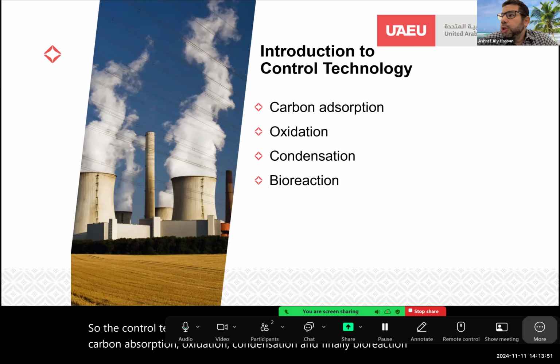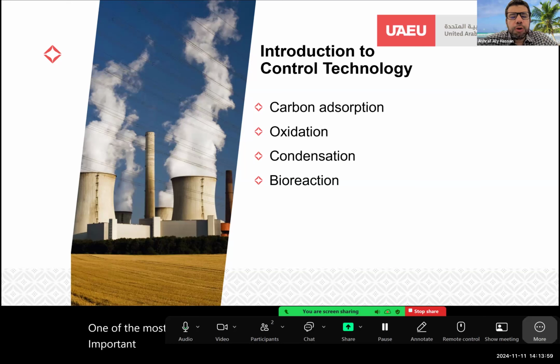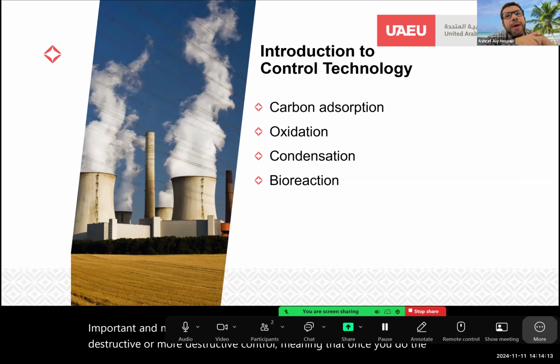So carbon adsorption is one of the most important and most used methods for the capture of carbon. However, it's a destructive or more destructive control, meaning that once you do the control, you end up having a waste that you have to deal with and it gets consumed. Yes, you can regenerate, but it's not the same.